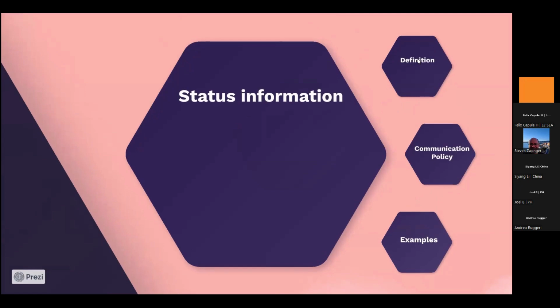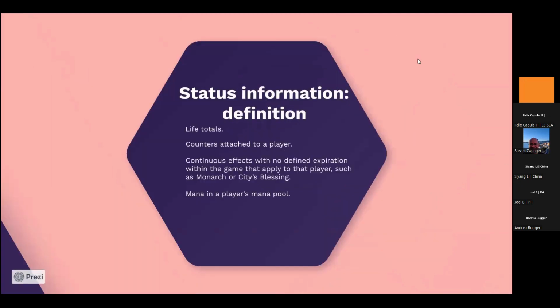The definition of status information is this: what you see on the screen. And this is the entire list. There's nothing else. This is everything that is status information: life totals, any counters attached to a player, such as energy or poison, any continuous effects with no defined expiration within the game that are on a specific player, such as Monarch or City's Blessing, or with the new set, Initiative, and any mana that is in a player's mana pool.